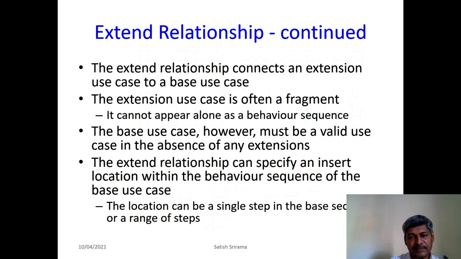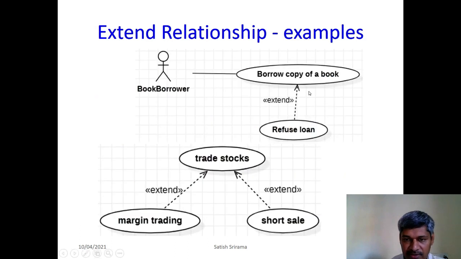The extend relationship connects an extension use case to a base use case. That's what I have given you in the examples. Here is an interesting thing: the extension use case is often a fragment. It will not contain the full behavior, so it cannot appear alone as a behavior sequence on its own. You always need the base use case, whether you are doing any extension or not. It cannot exist on its own.